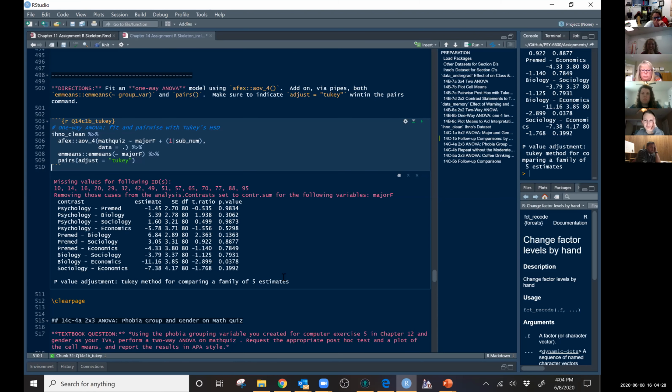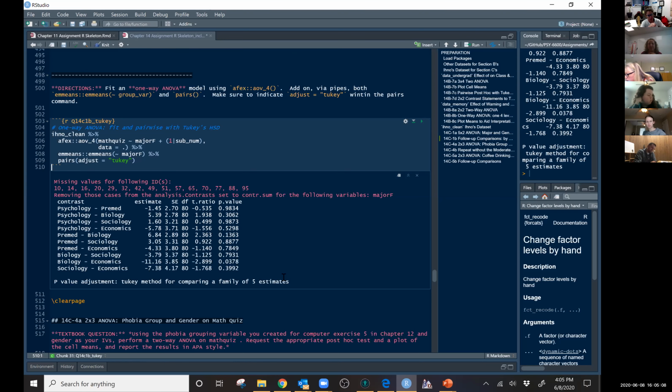What does the EM in the emmeans package mean? How do I know that's what I'm trying to call? What does it stand for? EM stands for estimated marginal means. The margins are like the edges, the group averages. So we're comparing the group averages. And we use the estimated marginal means instead of the actual means because that's how it handles unbalanced sample sizes.